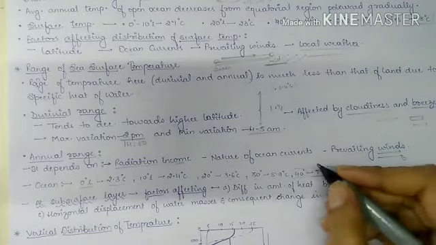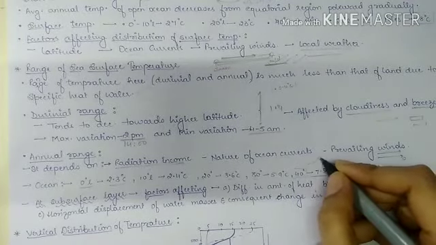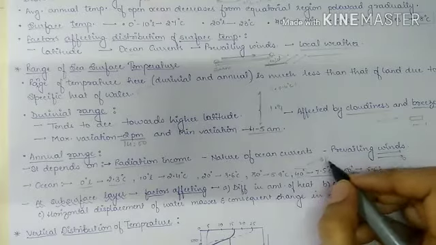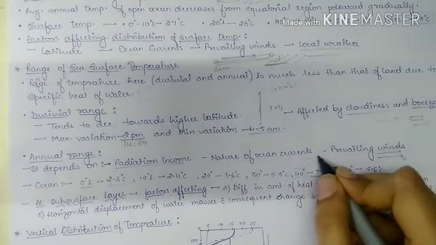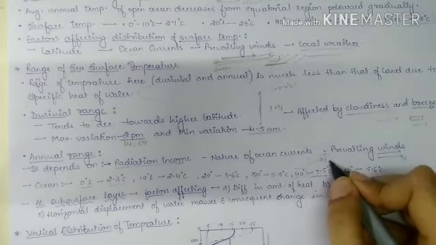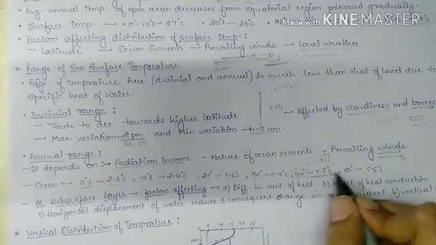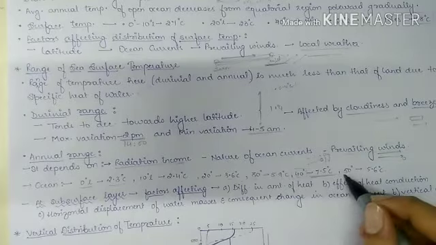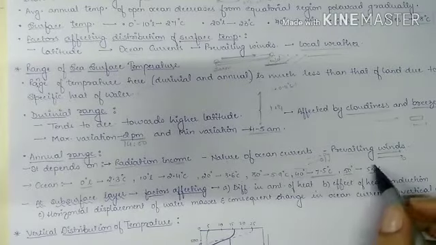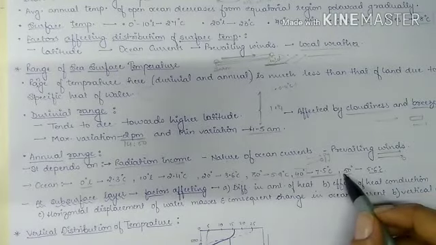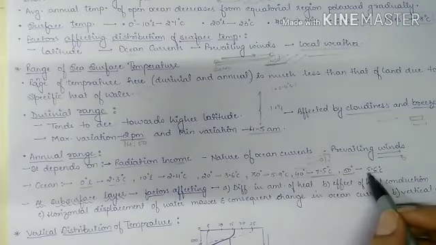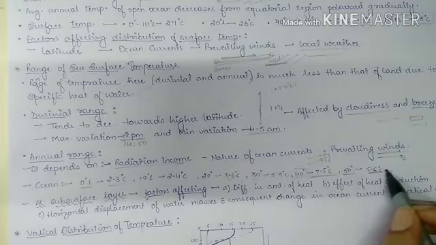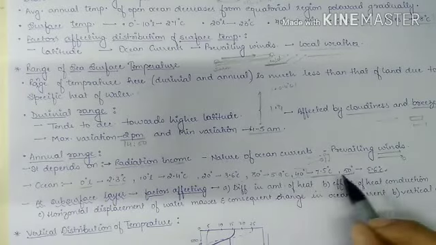Because this area will receive quite an ample amount of sunlight during summer, and during winter it will be a very cold region. So the range of temperature will be highest, and as we go further upward towards the pole, the range of temperature will again decrease, like at 50 degree latitude we will have 5.6 degrees Celsius as the range of temperature.